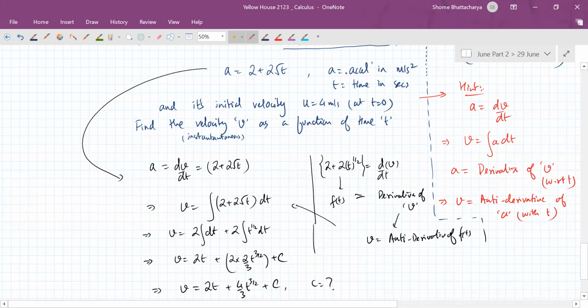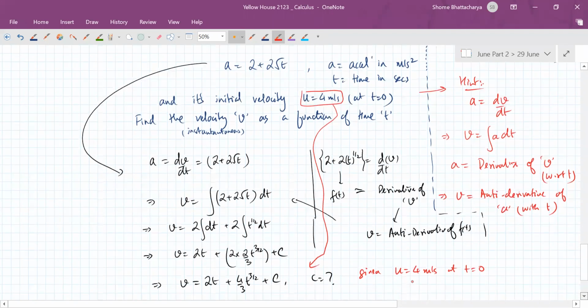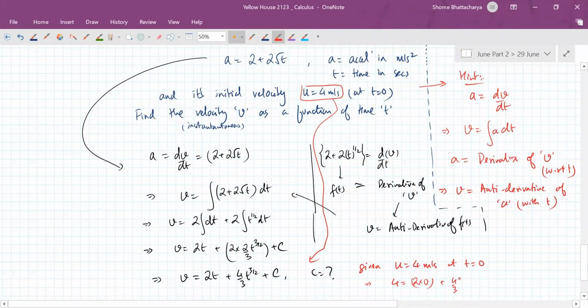So for that we will use the second piece of information that is given. Given that v is equal to 4 meters per second at t equal to 0, when we substitute that here, it means that 4 is equal to 2 into 0 plus 4 by 3 into 0 plus c. So the value of c now is a known quantity. It's not any arbitrary constant.